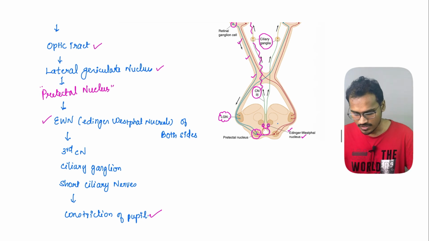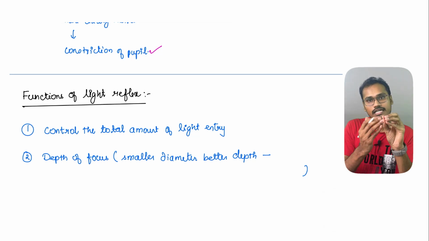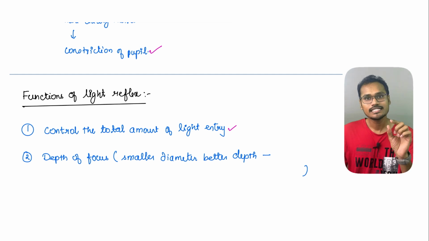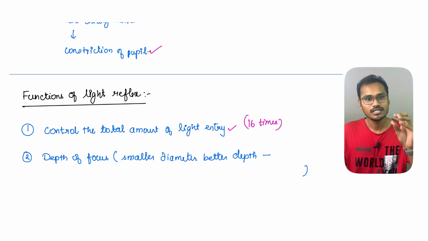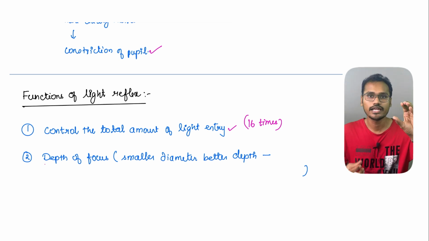What is the importance of this light reflex? So first is, when you are going to a very bright environment, the pupils will constrict so that it controls the amount of light entry. And the pupillary size can vary the light levels up to 16 times. Suppose you start from the most constricted level, it is like a camera. The pupil is like a shutter. If I open the shutter too wide, up to 16 times more light we can get.